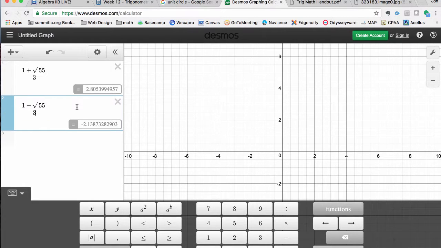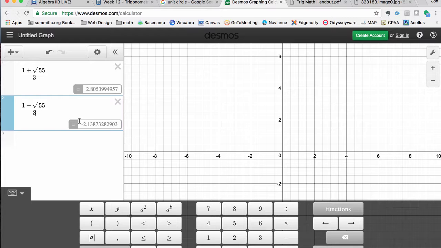Now I'm noticing something interesting here, right? My sine of some number was supposed to be equal to one of these numbers, right? But 2.8 and negative 2.13, I know I have a problem because both of those numbers, there's no sine of any angle that equals that. To have sine of a number, it's going to be between negative 1 and 1. And these are outside of the range of possibilities.